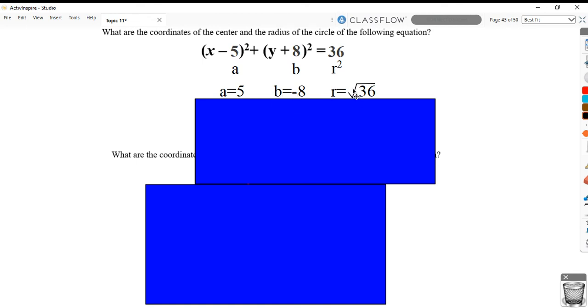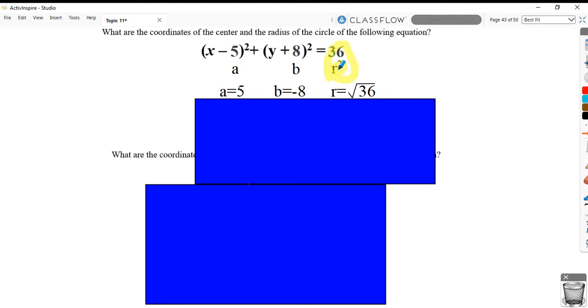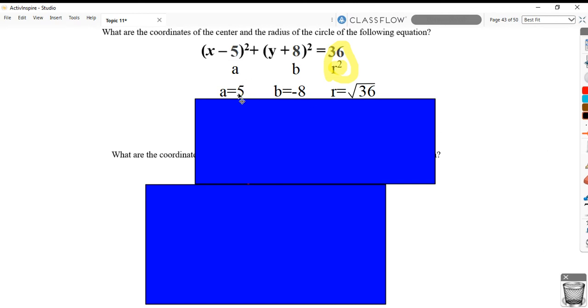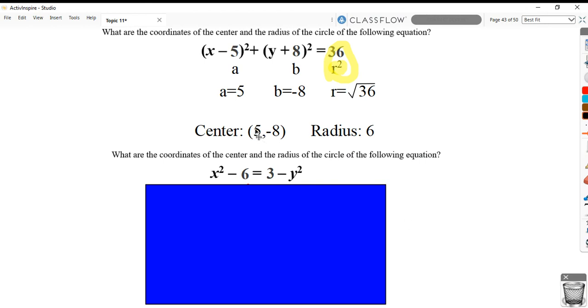Okay, now let's talk about the radius. The other important thing to remember is that this right here is r squared. That's the key point of all this. It is r squared. This radius is not 36. The radius is the square root of 36. So when we swap the signs of our a and b values and take the square root of r squared, that gives us our answer: the center of this circle is positive 5, negative 8, and the radius is 6 units long.